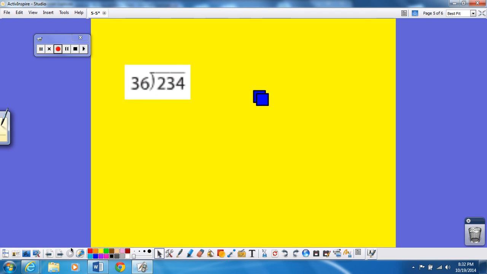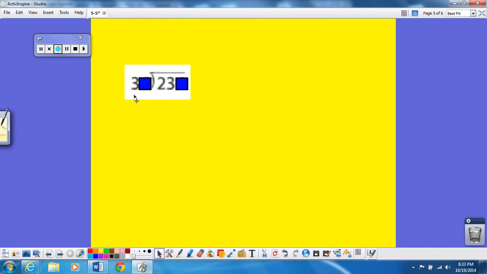Go ahead and pause your computer. Work this one. Come back and let's see how you did. All right, in this one, I'm going to cover, well, let's go back and look first. 36 doesn't go into 2. 36 doesn't go into 23. But 36 does go into 234. So I'm going to use cover on this just to see if it'll help me.